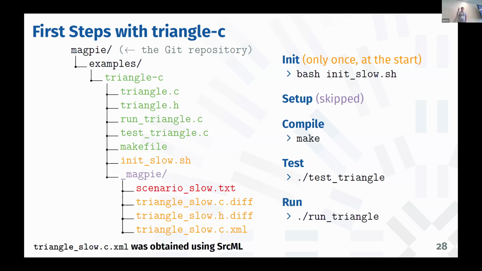In the scenario file, you will see that we will do one thing at the very beginning, which is execute init_slow.sh, which will simply apply the two diffs and put the XML files just one folder before. Above, there will be no setup step. Compilation will just be a call to make, and test and run would just be calling the test suite and calling the payload.